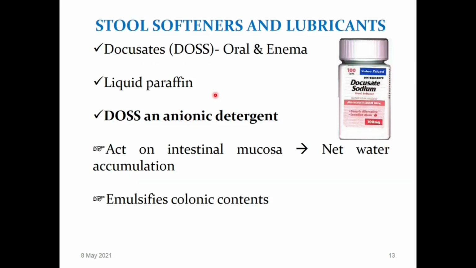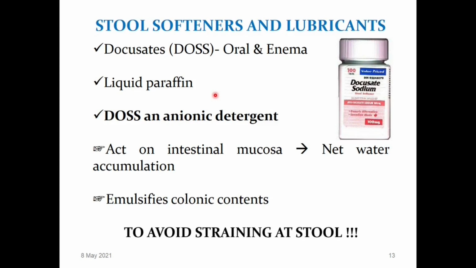Next is stool softeners and lubricants. Docusate, which can be given both orally and as an enema. Enema is the direct application of laxative or purgative agents through the rectal route. And liquid paraffin also falls here. They act on the intestinal mucosa, resulting in net water accumulation. Means they act both by increasing water absorption and decreasing water exudation from the stomach. Then they emulsify colonic content, so it gets a little softened, and defecation becomes easier.